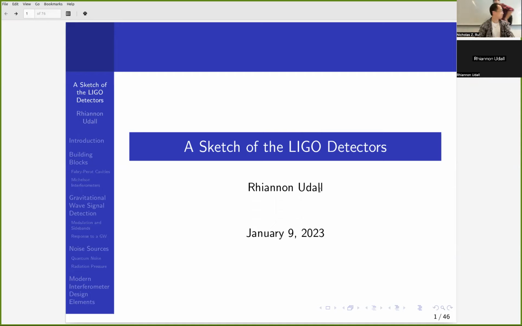All right. So this is going to be a focus on LIGO detectors. So I'm Rhiannon. I'm a third-year graduate student, but I do data analysis and parameter estimation. So I wanted to take the chance to learn some things about how the detector actually works, since that seems like maybe a thing I should know. So I'll be presenting that.